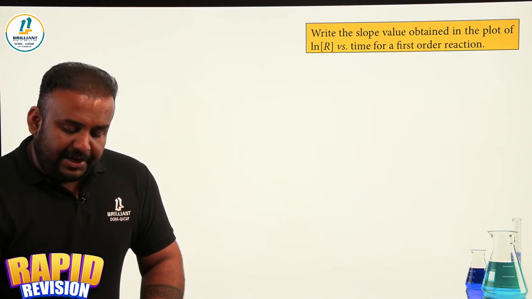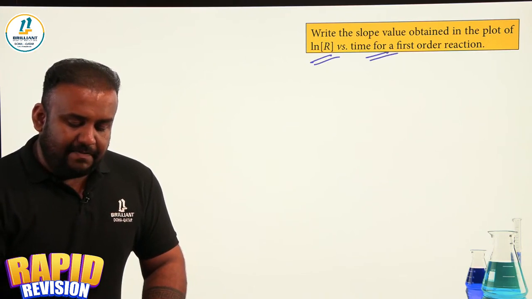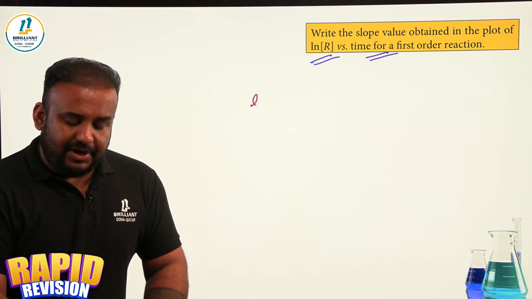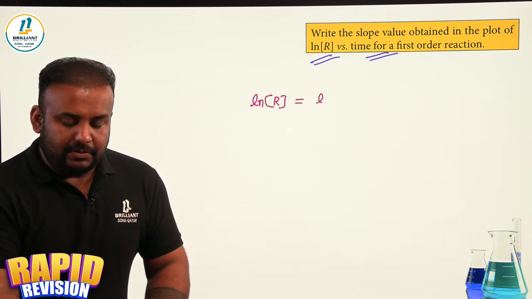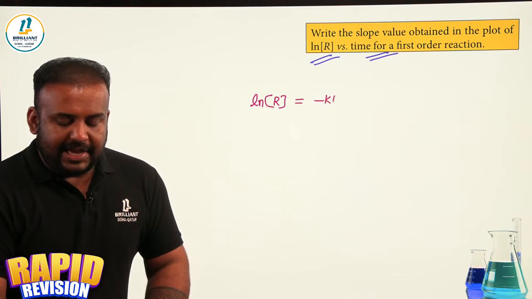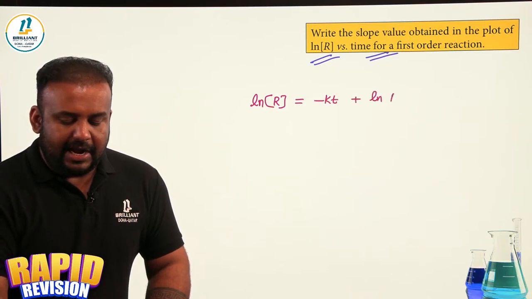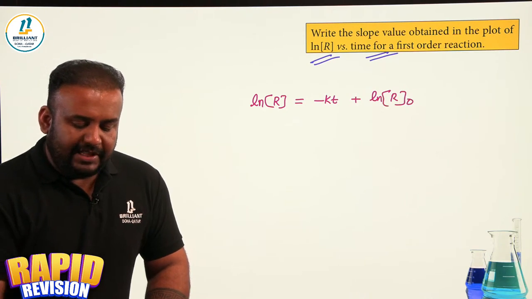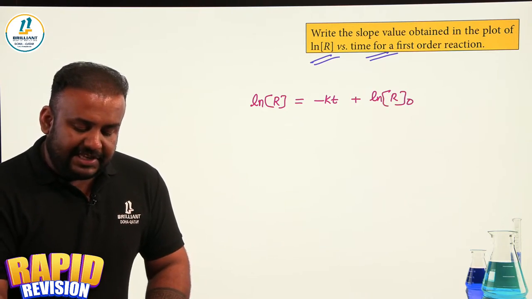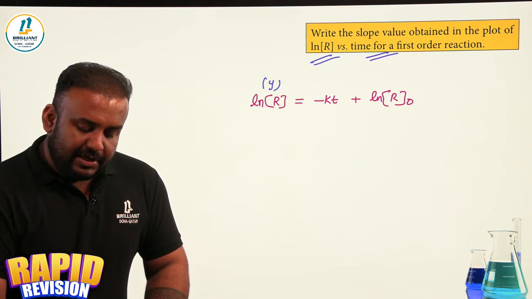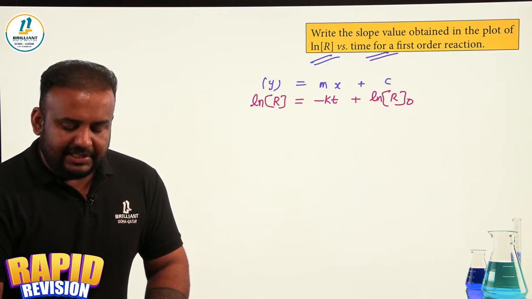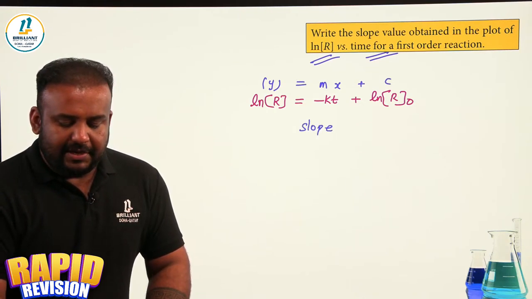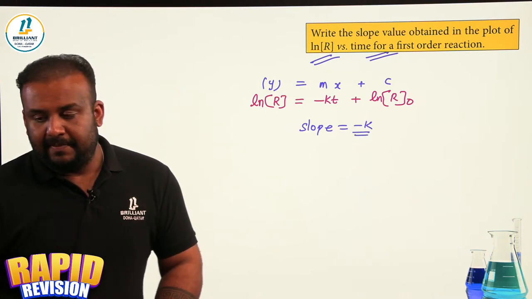Write the slope value obtained in the plot of ln R versus time for a first order reaction. Tell me, first order reaction integrated rate equation. Come on, quick. Ln R is equal to minus KT plus ln R0. What are they plotting? Ln R versus time. So this is y coordinate. Time is going to be x coordinate. So this will be m and this will be c. Correct? So what is the slope again? Slope is equal to minus k.